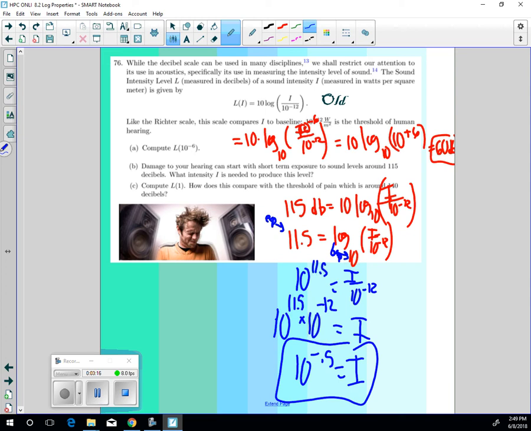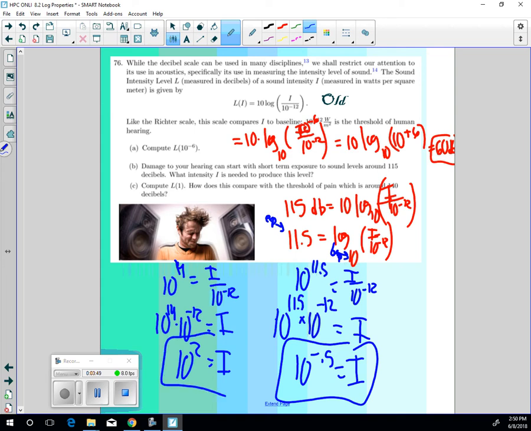How does this compare with the threshold of pain, which is 140? So when you do 140, that's going to be 10 to the 14, right? Because you're dividing by 10, or 14. And that'll be equal to I over 10 to the negative 12. 10 to the 14 times 10 to the negative 12 is equal to 10 to the 2. So this is the threshold. This is really loud, damage your ears. This is the threshold of pain where it actually hurts, 10 to the 2nd.